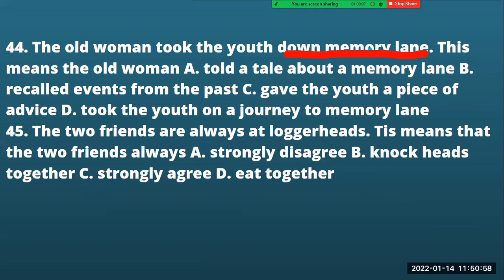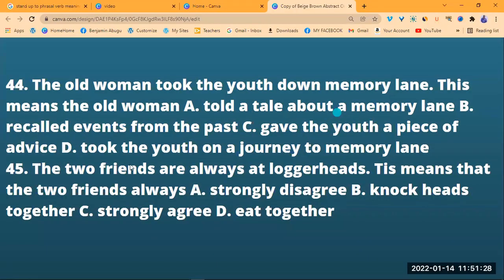So it's not going through a physical path, no. So let's now look at this. This means that the old woman: A, told a tale about a memory lane, no. B, recalled events from the past. Yes, this is correct. C, gave the youth a piece of advice, no. D, took the youth on a journey to memory lane, no.